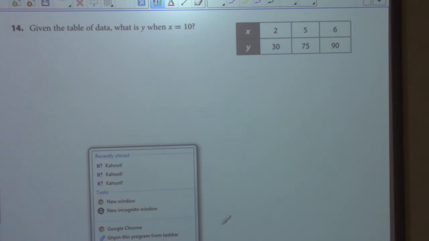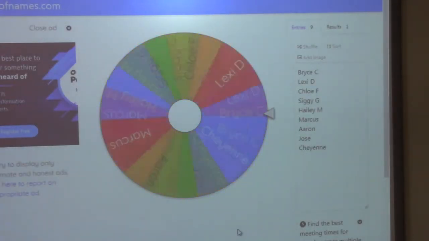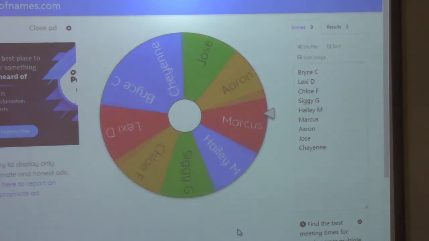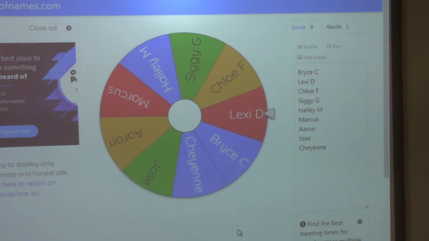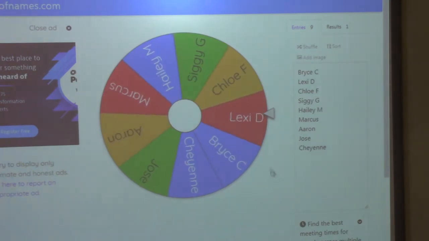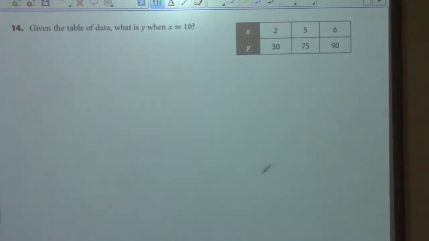All right, let's go ahead and pick somebody else for this one. Oh, Lexi is a wheel favorite. All right, Lexi. 150. So y equals 150, she says.